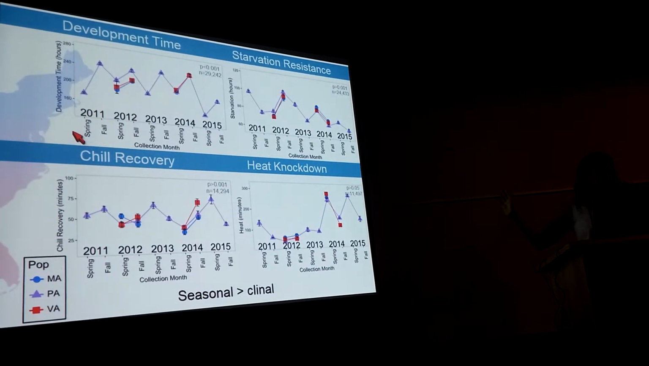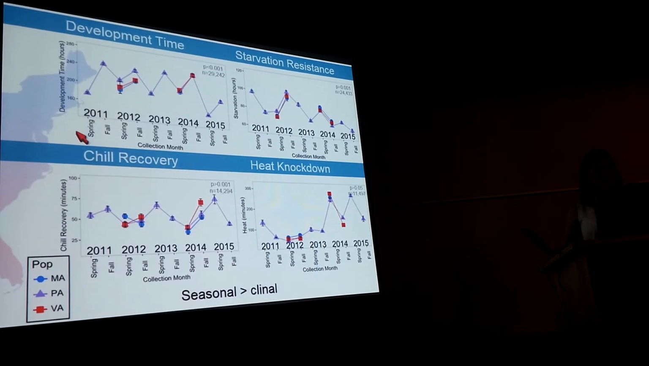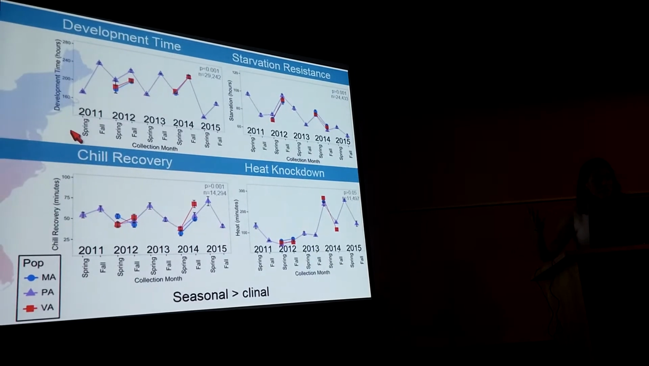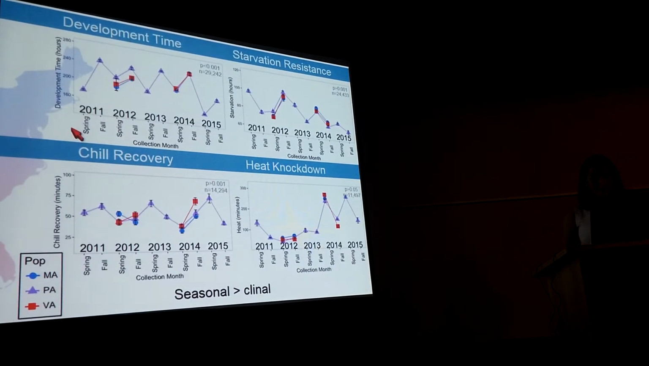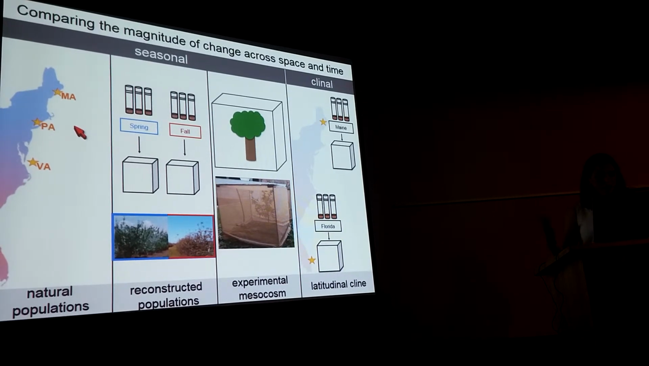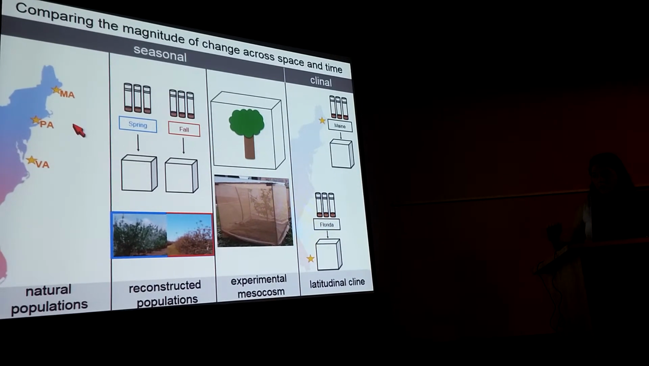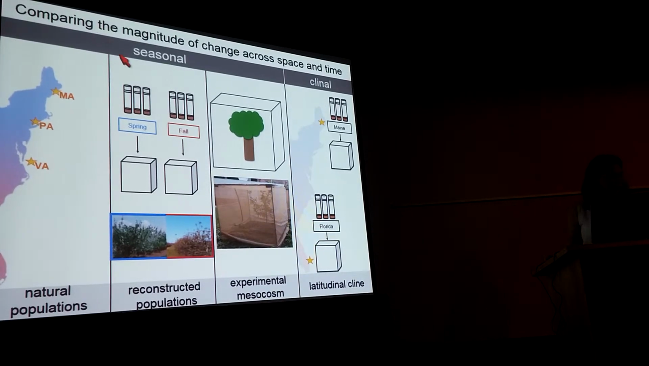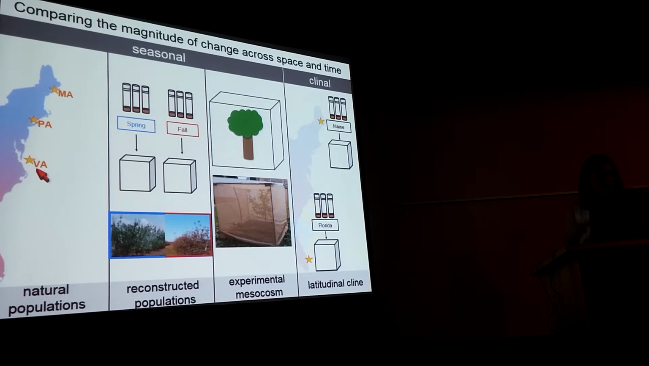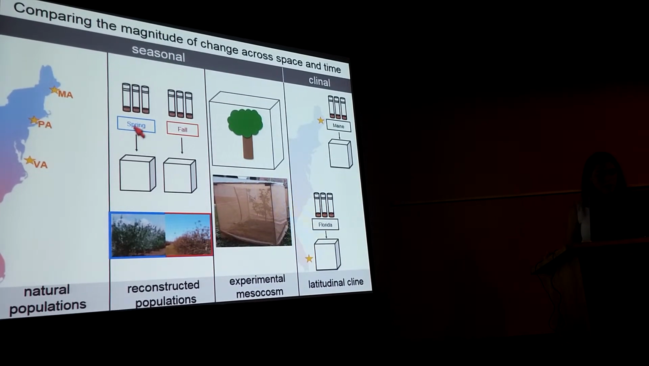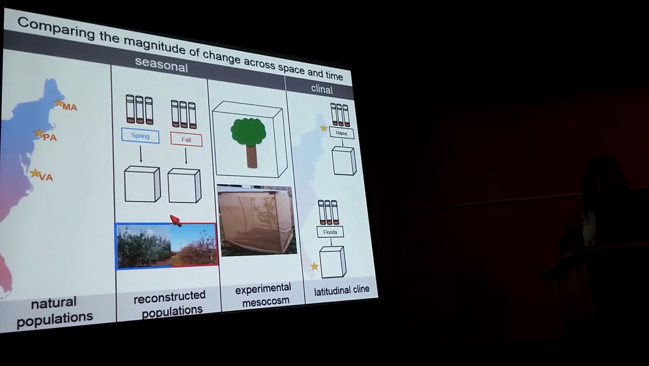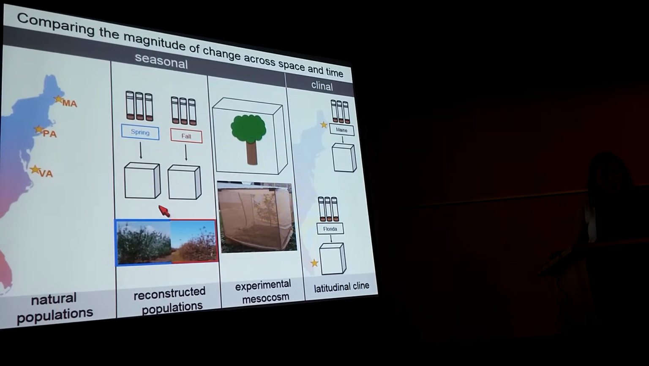So finally, to put this magnitude of change in the context of an even broader scale of a whole cline, I'm going to show you some of the same data, but just looking at the degree of difference across spring to fall. So I'm going to show you a figure that looks at the magnitude of change in each of these natural populations from spring to fall, so in a paired way. I'm going to look at the magnitude of change in those reconstructed populations that have been in the lab but were assayed at the same time.